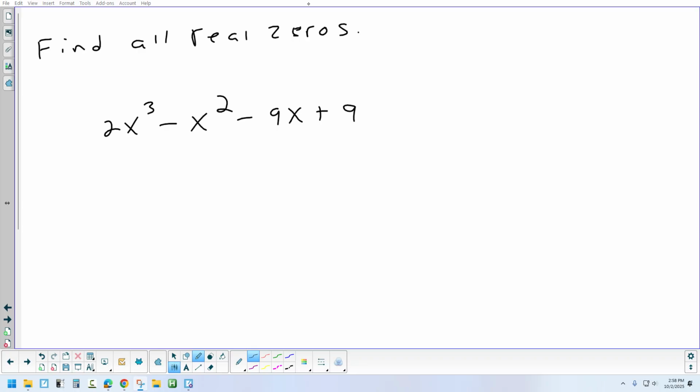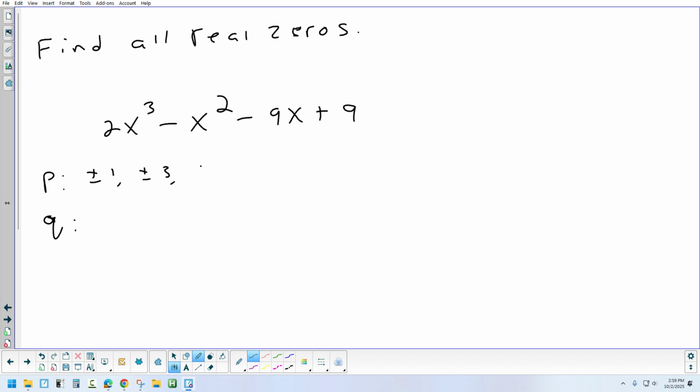What's the name of the formula we use to try to find roots that you can write as fractions? P over Q. Yeah, the rational root theorem. So when we use the rational root theorem, we list the p's and the q's. P's are all the factors of the constant, which in this case is 9. So what are all my factors of 9? Plus or minus 1, plus or minus 3, plus or minus 9.